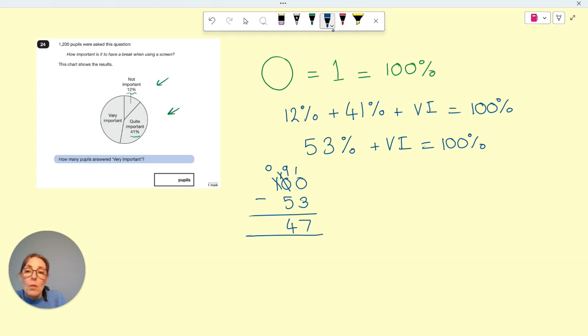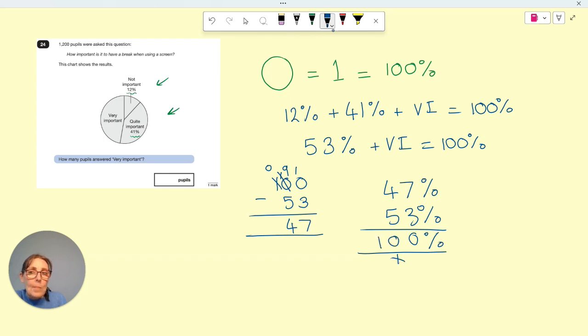47. So now it says 47%, and we know 47% and 53% should equal 100%. 7, 8, 9, 10, 5, 6, 7, 8, 9, 10. Yes. So I now know that this answer is what goes here. Okay, I'm just going to get rid of this.